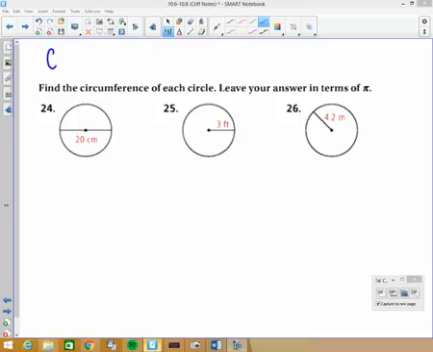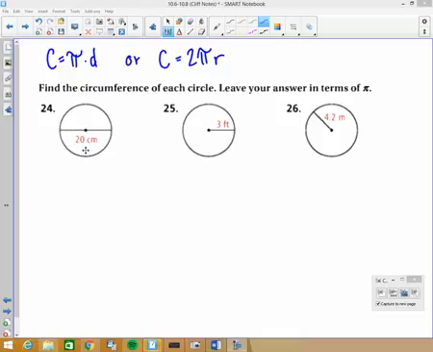So if you remember, circumference can be found by pi times diameter, or by saying 2 pi r. The radius being half the distance from the center to the circle, and the diameter being the entire distance across the circle through the center.